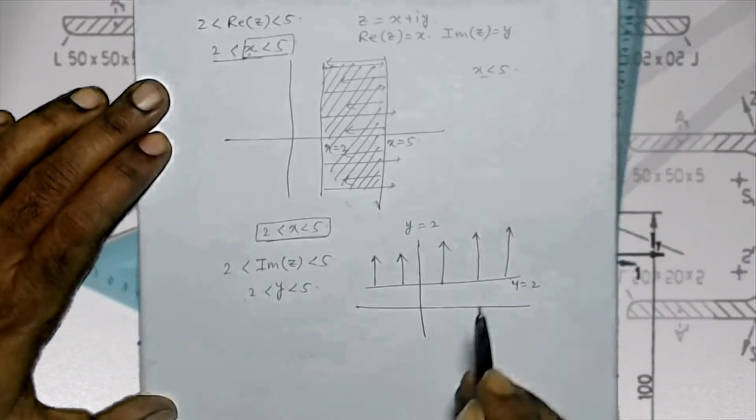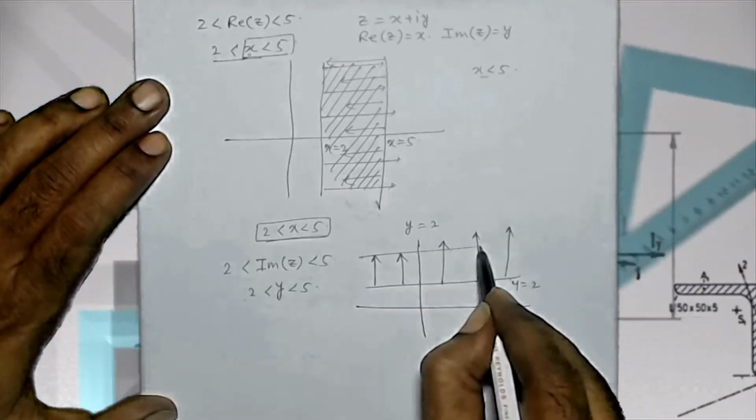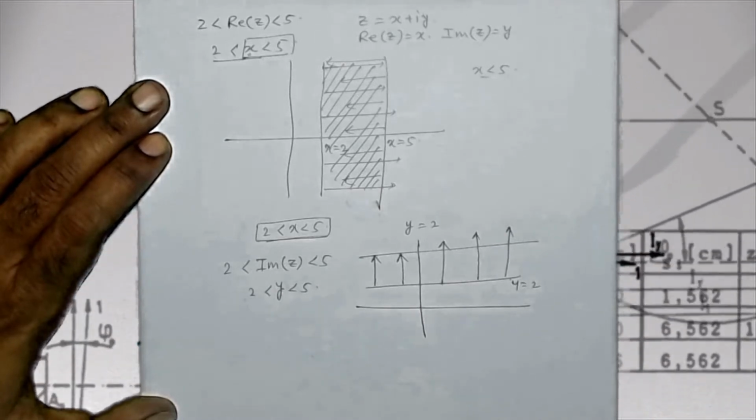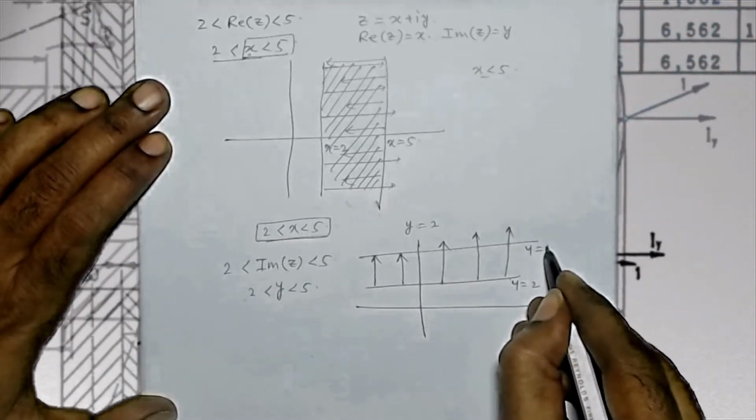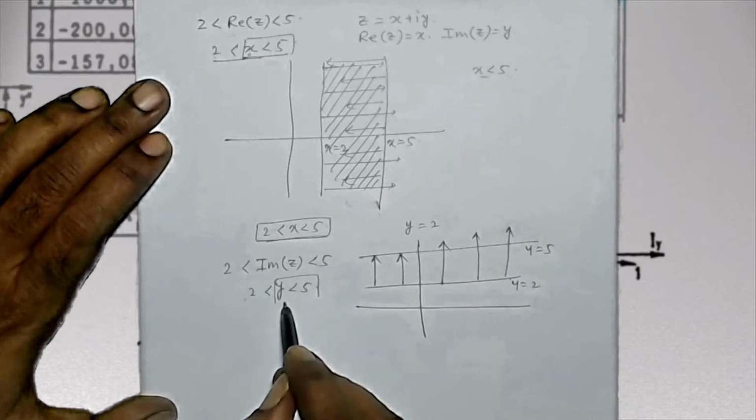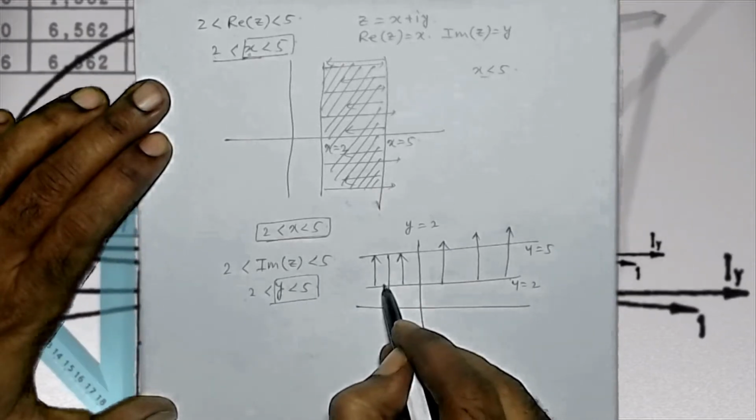Definitely not touching the line. y equals 5 is another line which is parallel to the x-axis. This is y equals 5. But now in this case it is y is less than 5. Then we are talking about this region.